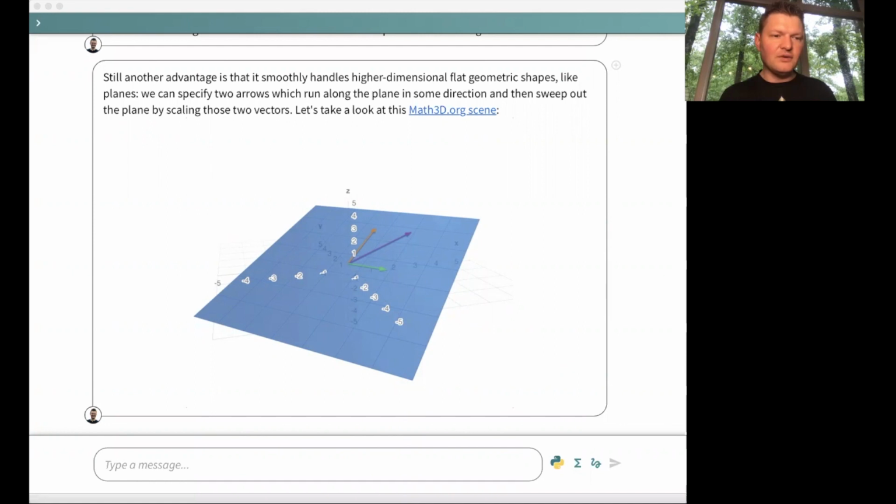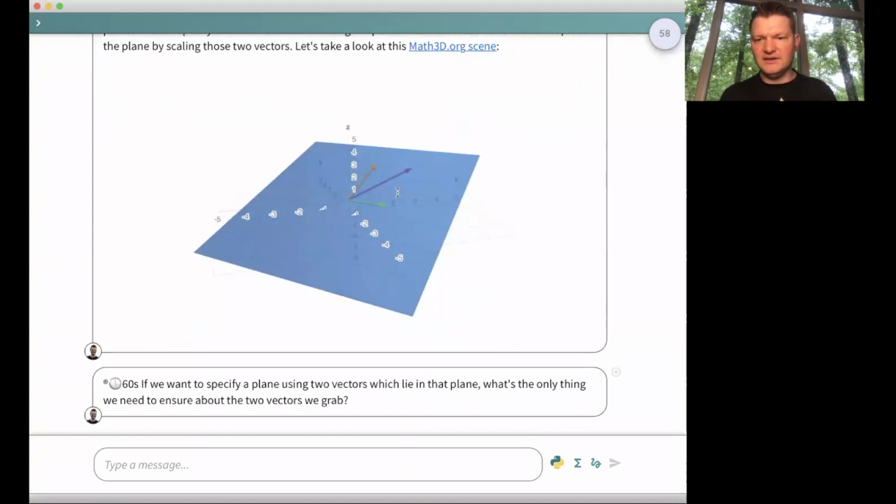So here's a question to break this up. If we want to specify a plane in this way, where we grab two vectors on the plane and then look at all their linear combinations to sweep out the plane, what's the thing we need to make sure we do in the process of grabbing these two vectors that we're going to use to represent this plane in this way?